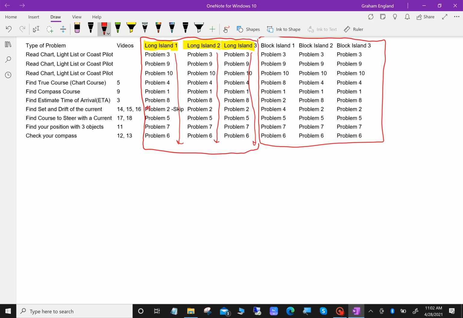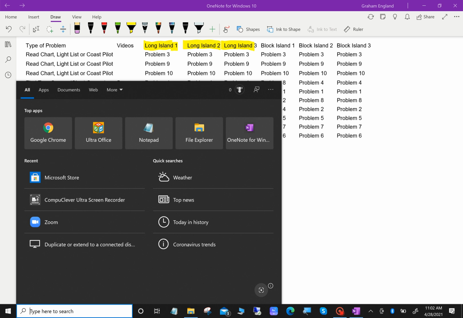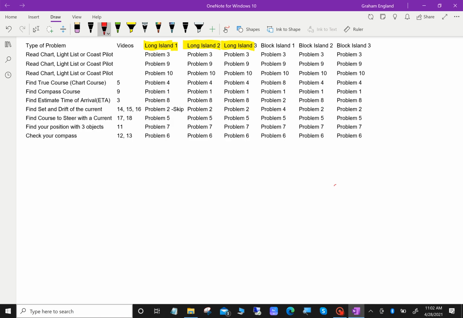Notice that we do not do problem number 2 on Long Island 1. We skip that one because that's a bad problem. So the way you read this information is you start with problem 3. You go to problem number 3. And what kind of problem is that?